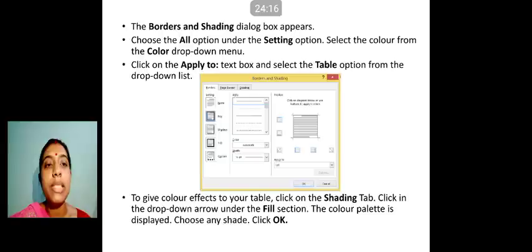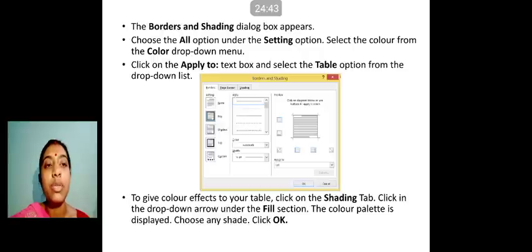If you select Shadow, the shadow of the table will be created, and 3D and many more options are there. I will show you. Then what we have to do next is choose all options under the Setting option. And then select the color from the Color drop down menu. Automatic is written. From there you can select according to your required color.